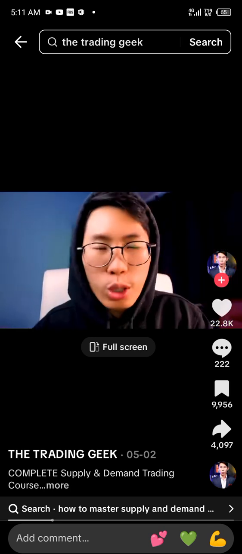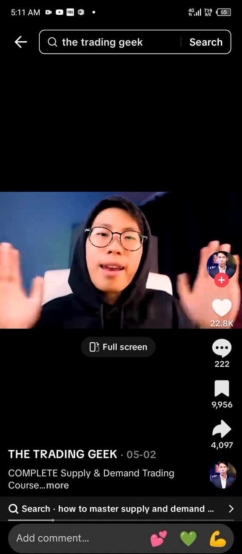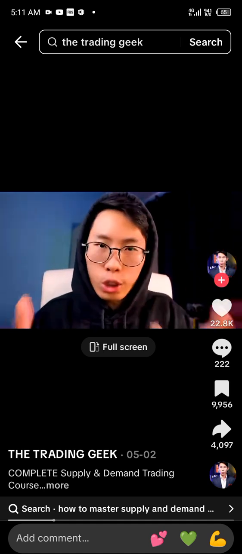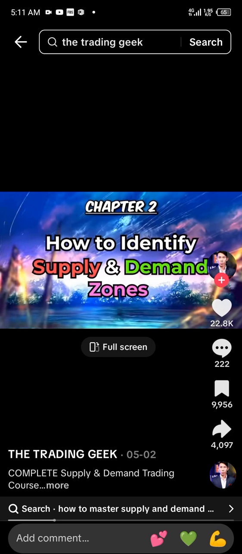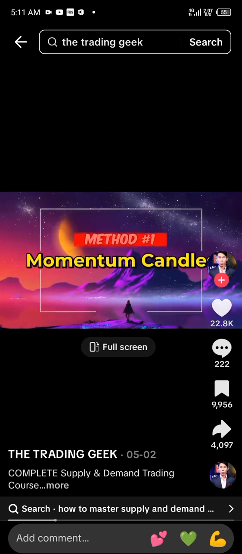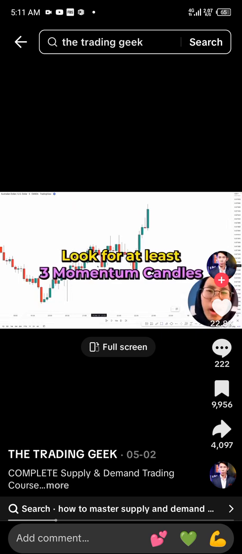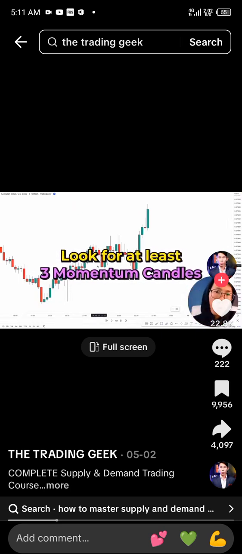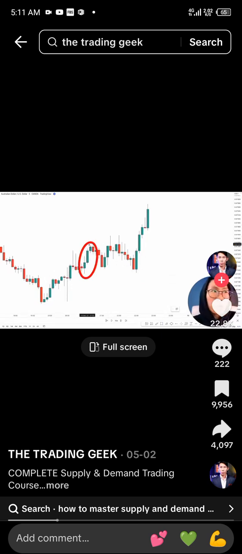Now that you have understood why you should trade supply and demand, let's talk about how to actually find these supply and demand zones. The first step is that you want to look for at least 3 momentum candles in a row. So you can see right here we have spotted 3 green momentum candles in a row. It can be more, like it can be 4 or 5 green candles in a row, but the minimum is at least 3 momentum candles in a row.